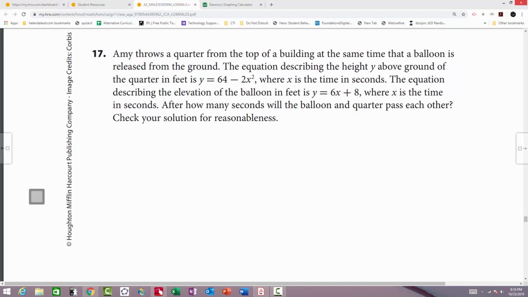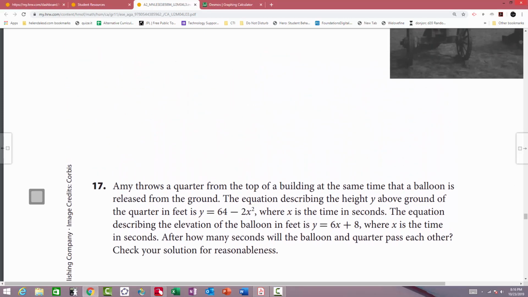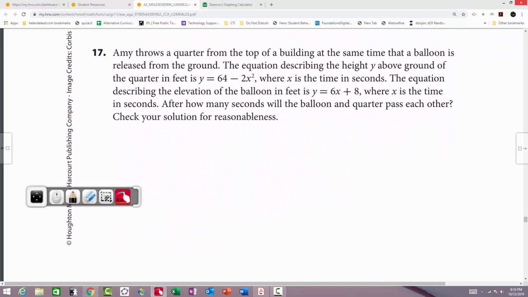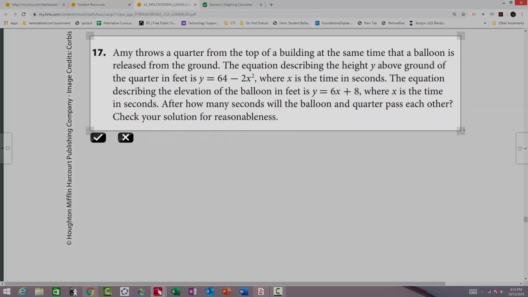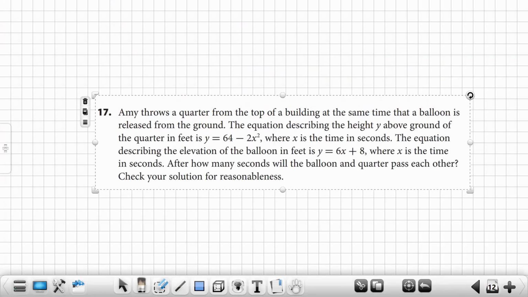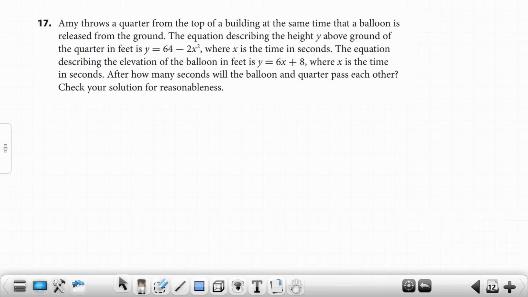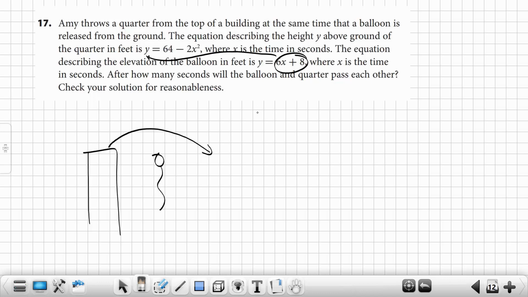So Amy throws a quarter. It's still the same thing. The quarter's thrown from the top of a building. So just visually, let's go ahead and cut this so we can see visually what's going on. This building's about 64 feet tall. And quarters being thrown. At the same time, a balloon is being released. We're trying to see after how many seconds the balloon and quarter will pass each other, and check for reasonableness.